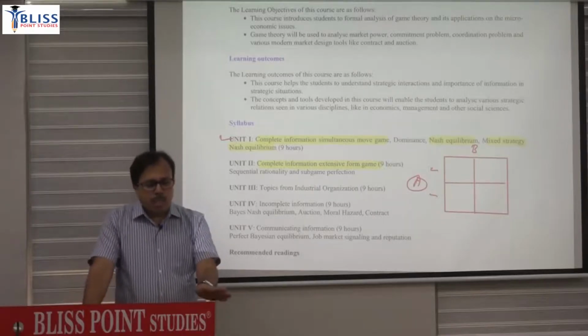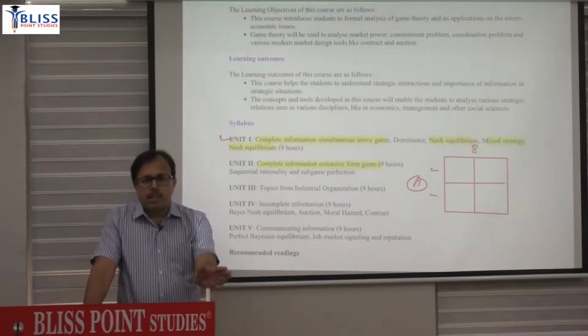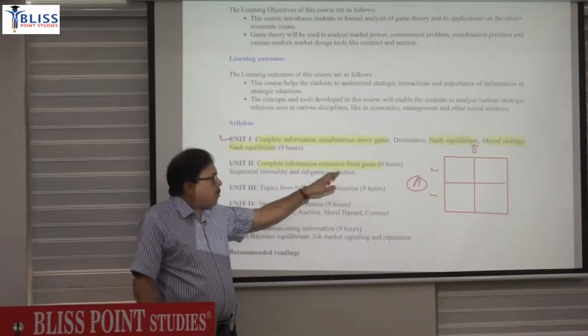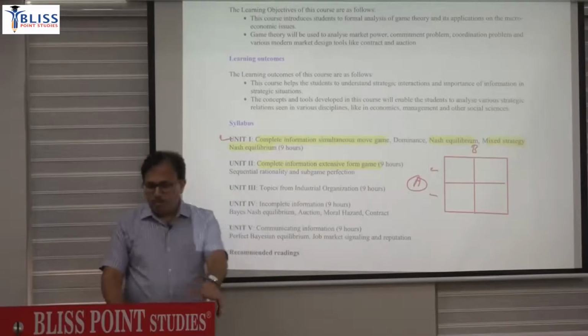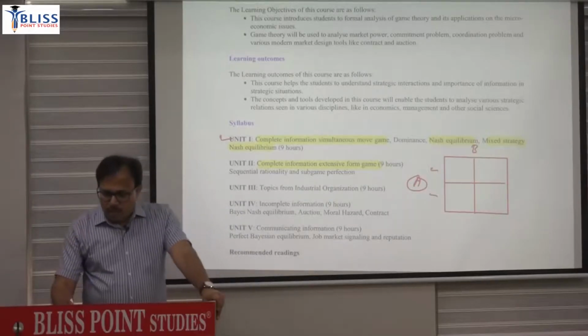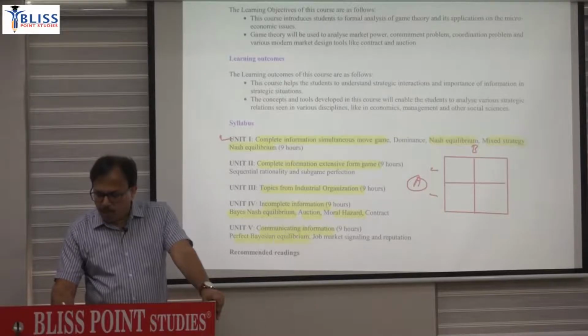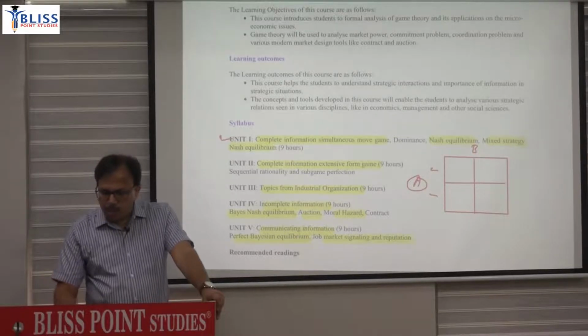Extensive form game will basically be represented in the form of a game tree. So a game can be written in the matrix form also, it can be written in the extensive form also. Then the third part, from here onwards, will be topics from industrial organization, incomplete information, Bayes Nash equilibrium, auction, moral hazards, and communicating information, perfect Bayesian equilibrium, job market signaling and reputation.